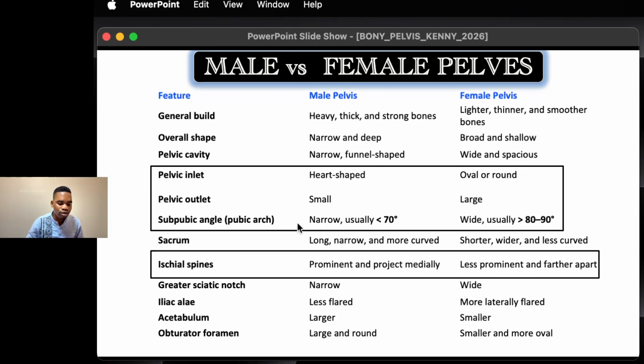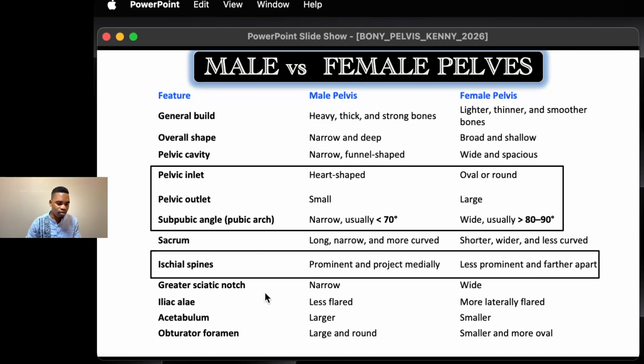What about the subpubic angle? The subpubic angle is narrow in the male pelvis, usually less than 70 degrees, but in females it's usually wide, more than 80 to 90 degrees, going to even 100 and so forth. What about the ischial spine? We've said they're prominent in the male pelvis and less prominent in the female pelvis, and there are some other features. For example, the greater sciatic notch is narrow, and even the general build-up: the male pelvis is usually heavy, thick, and strong because of these male hormones. In females, they are usually lighter, thinner, and smoother.